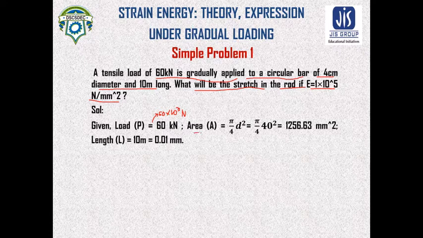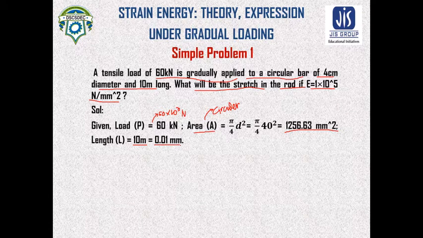Now the area: for a circular area, why circular? Because the rod, or bar, is circular. So that is pi by 4 d square. Now d is equal to 4 centimeter, that means 40 millimeter. So we got the area as 1256.63 millimeter square. Now length is equal to 10 meter.